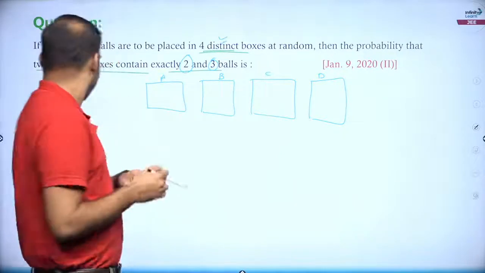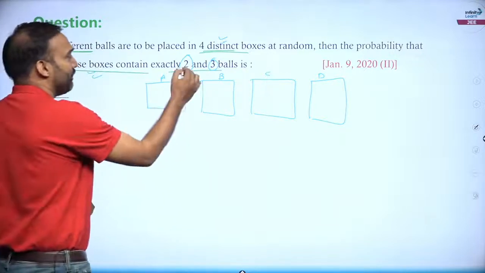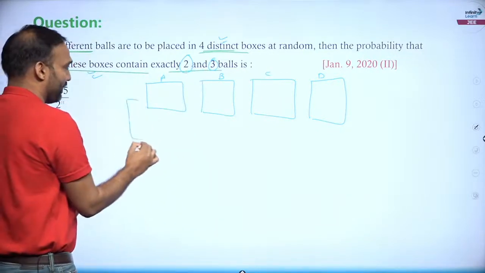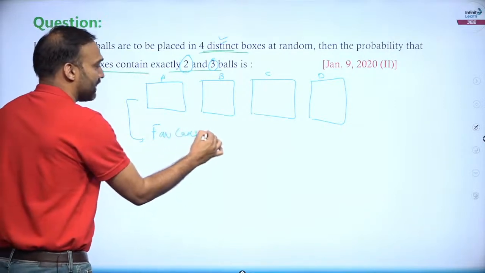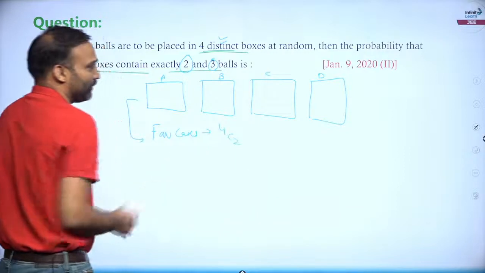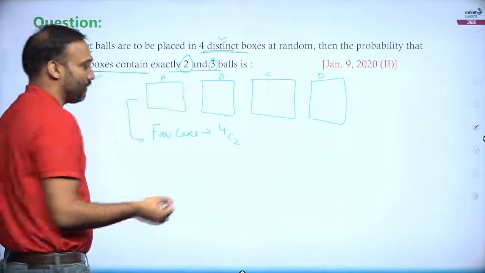Answer is B. I have no idea. I also have to check, right? So now we'll select 2 boxes from here. So I am calculating the favorable cases. First, I will select 2 boxes, 4C2. The 2 boxes out of A, B, C, D, where I will put the 2 balls and 3 balls.